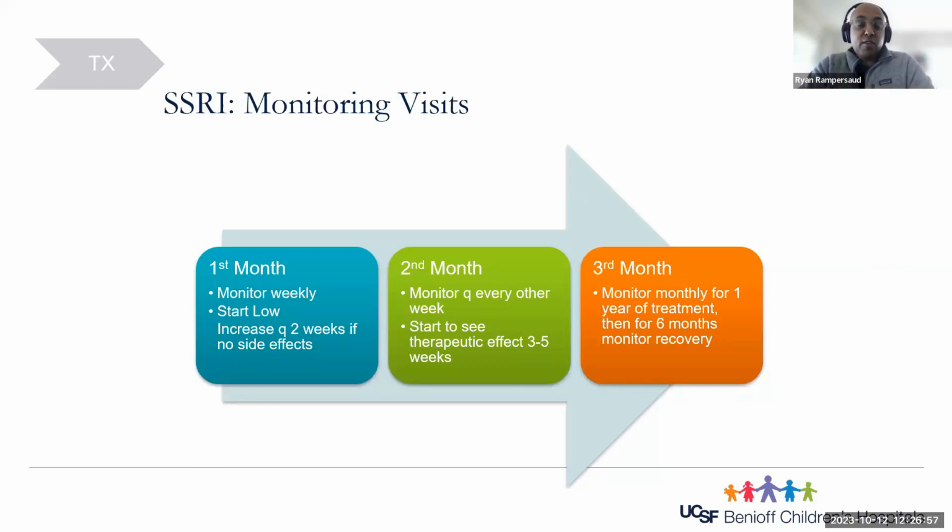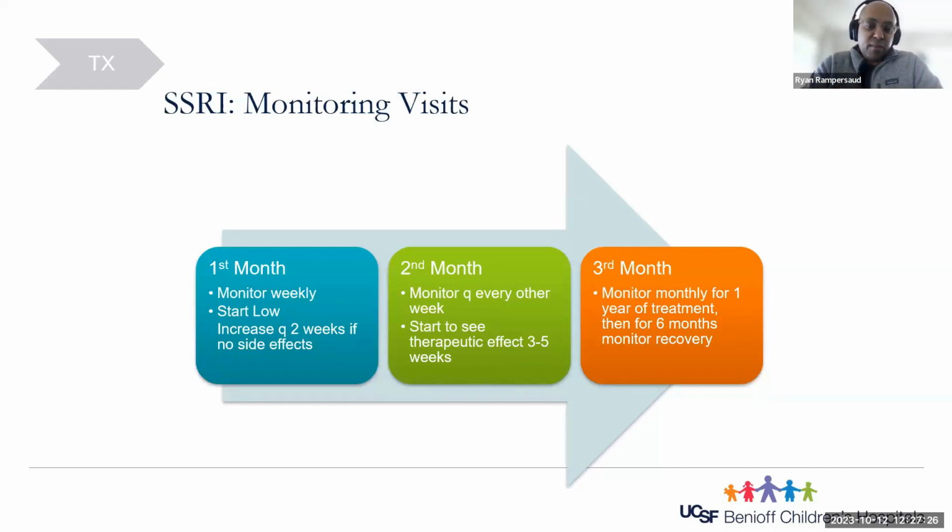In that second month, you may want to monitor every other week and then start to see a therapeutic effect within 3 to 5 weeks. These are all guidelines, by the way. So again, your knowledge and clinical judgment: if you have a patient who is a little more high risk, you may say, I need to see you more frequently or check in. Or if you have a patient whose family is very on top of the ball and can communicate with you well, then maybe you start to space it out a little bit. But we do want to be a little bit more mindful at that beginning.